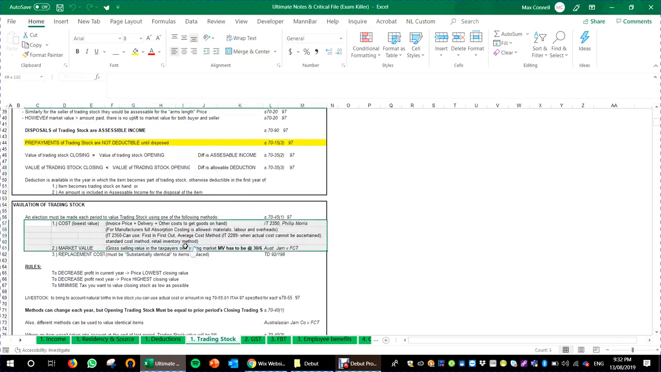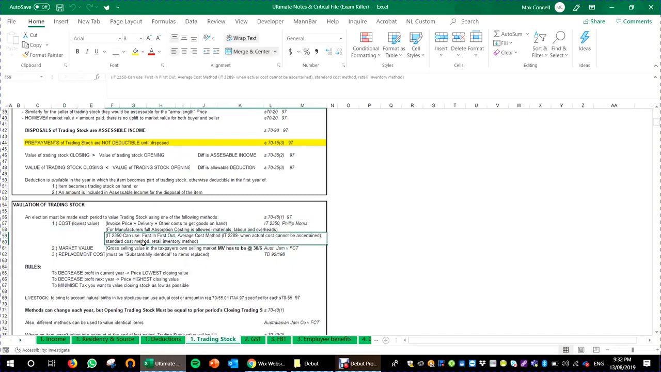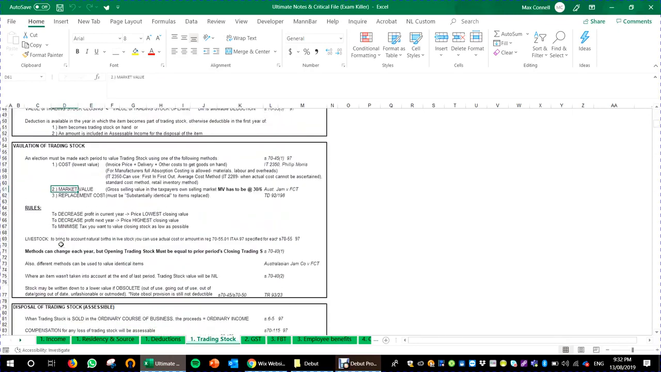And this is also a common question, especially in the online quizzes, because you'll get a question something like, how should the taxpayer value their trading stock to reduce their taxable income? So that's a common question. What you would want to do in that case is minimize the closing value of your trading stock compared to your opening. This would allow you a larger deduction and therefore reduce your assessable income. So you choose cost, which often results in the lowest value, then market value. This is a common one to remember.